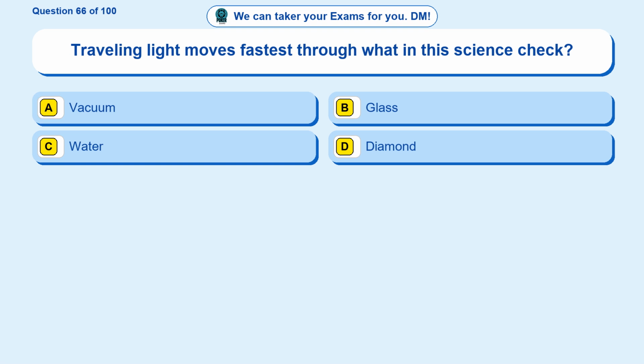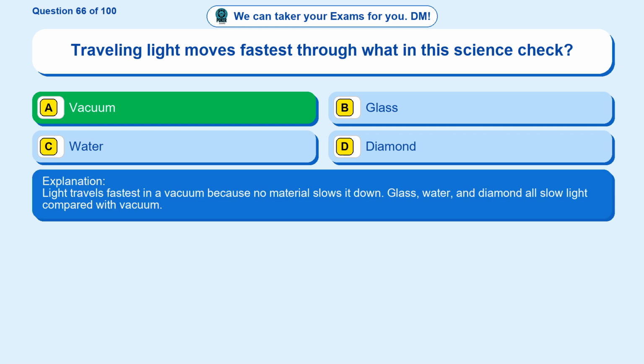Question 66. Traveling light moves fastest through what in this science check? Option A, vacuum. Option B, glass. Option C, water. Option D, diamond. The correct answer is option A. Vacuum. Light travels fastest in a vacuum because no material slows it down. Glass, water, and diamond all slow light compared with vacuum.